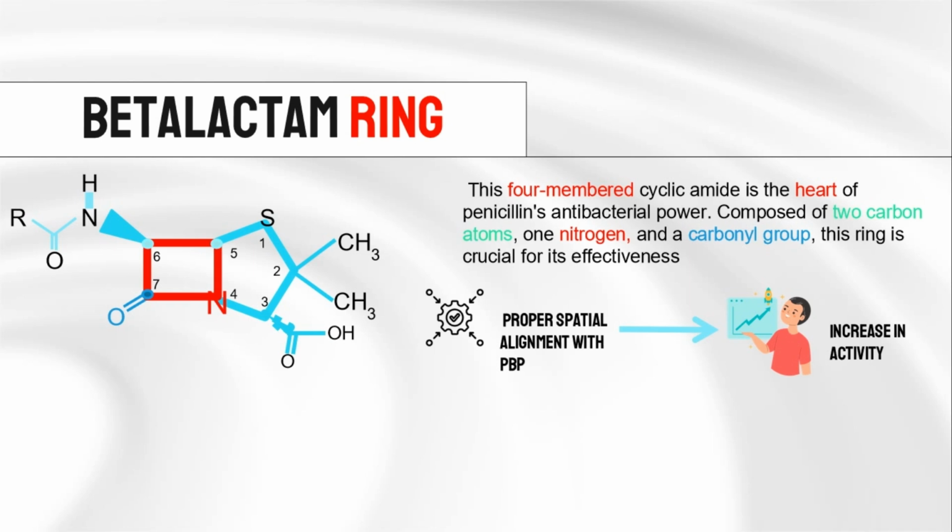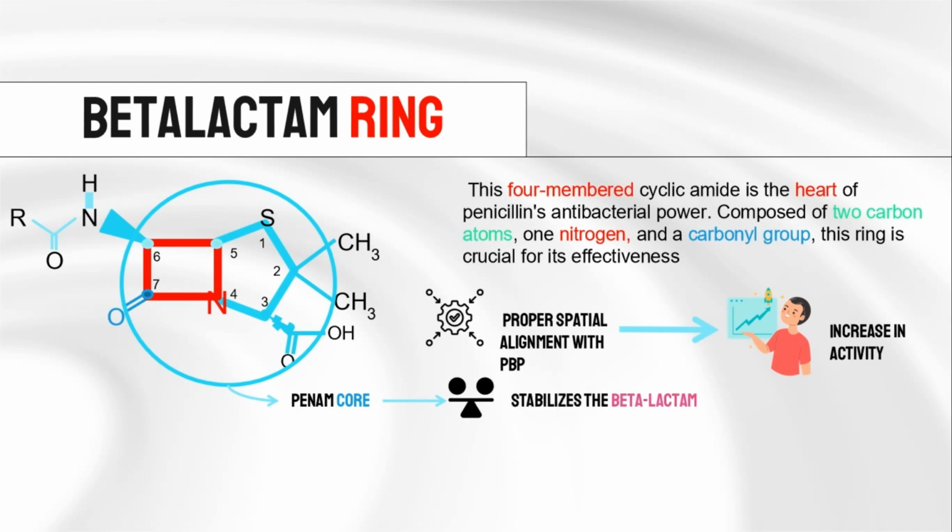The fusion of the beta-lactam ring with the thiazolidine ring creates a rigid bicyclic structure known as the penem core. This fusion not only stabilizes the beta-lactam ring against non-enzymatic hydrolysis but also maintains a correct conformation for effective PBP binding. However, expanding the beta-lactam to a 5-membered ring, as seen in carbapenems, or removing the thiazolidine ring, as in monobactams, alters the spectrum and stability, stepping outside the classical penicillin SAR.